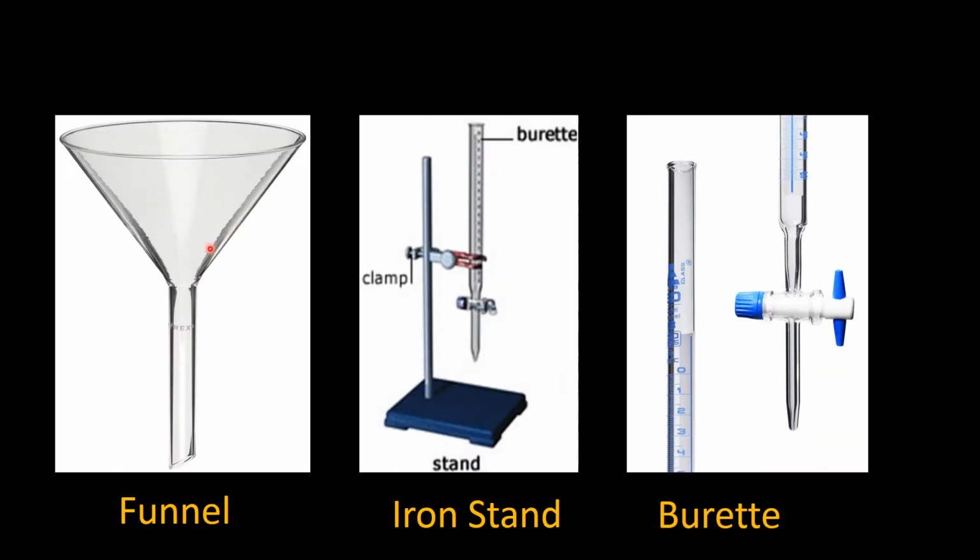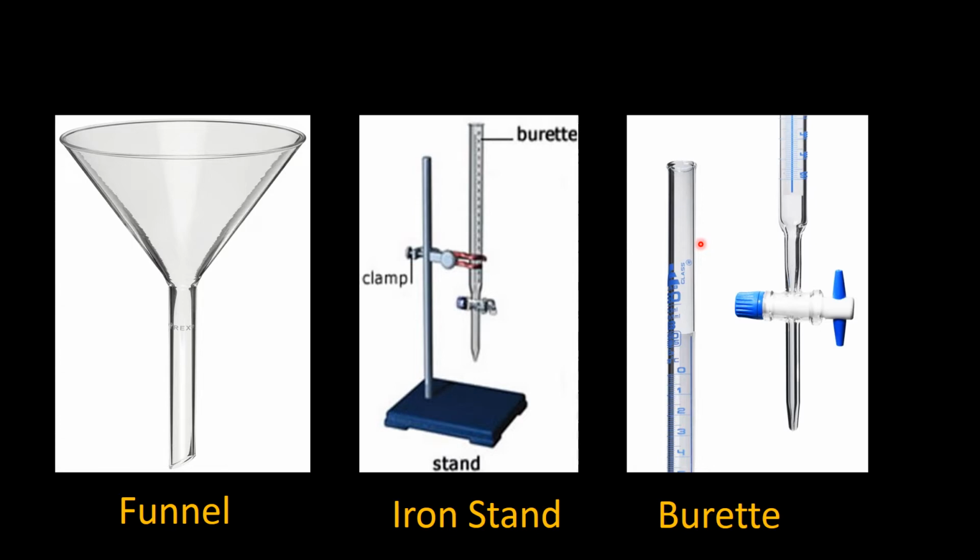Funnel. Yes, this is a funnel, and mostly it is used in titration. We put this funnel over the burette, so that when we put the acid into the burette, it will not move here and there, or fall over the other instruments or on the table. So for precautionary measures we use a funnel and then add the acid into it. This is an iron stand, and we use this iron stand to clamp or hang the burette on it, and then we put our other beakers over here.